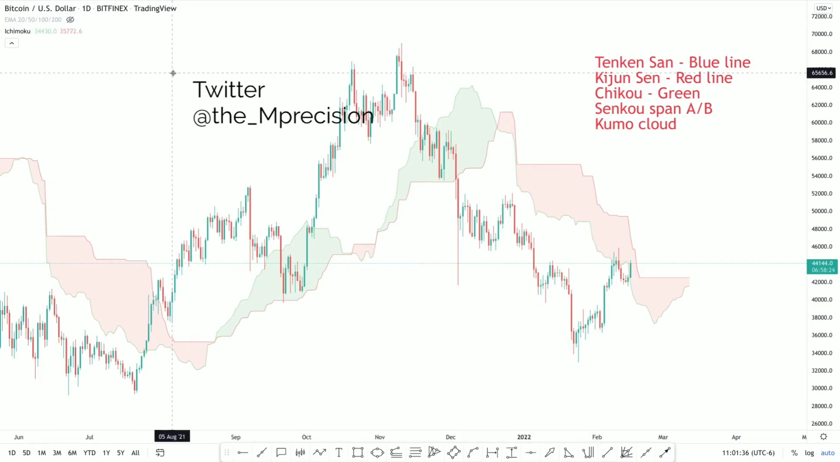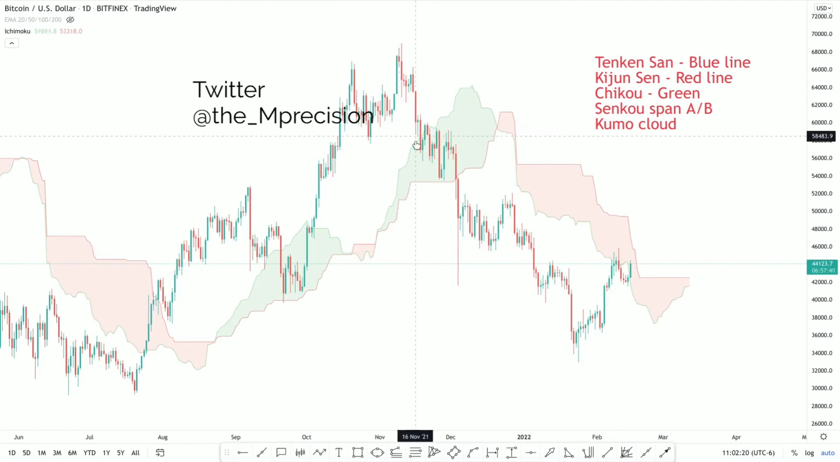So what exactly is the purpose of the Kumo cloud? A Kumo cloud's entire purpose is discipline. What it says is, if the price is above the cloud, like you can see in this case, you can go long. If the price is below the cloud, you can go short, if it makes sense. So you can see this is the cloud. The price has gone above the cloud here. You can go long. If the price is below the cloud, you can go short.